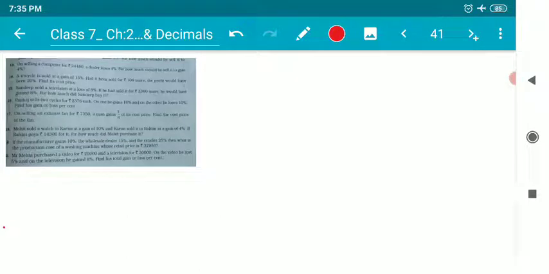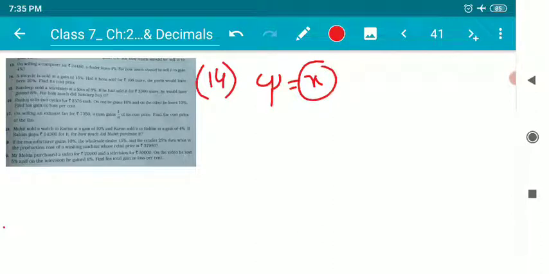Question number 14 is, a tricycle is sold at a gain of 15%. Had it been sold for rupees 108 more, the profit would have been 20%. Find the cost price. Children, I don't know the cost price.